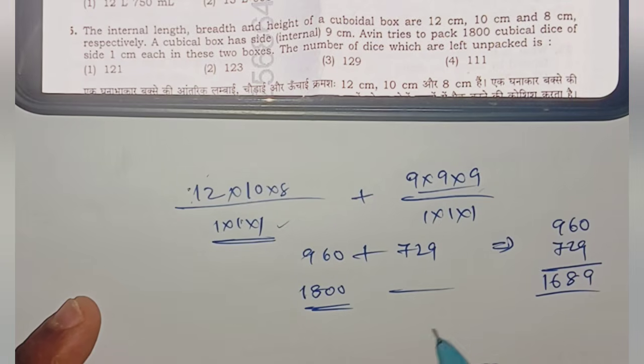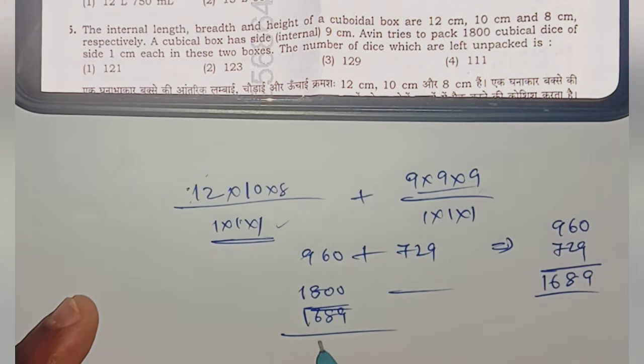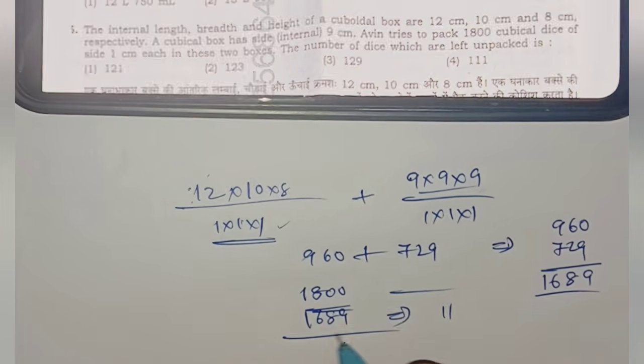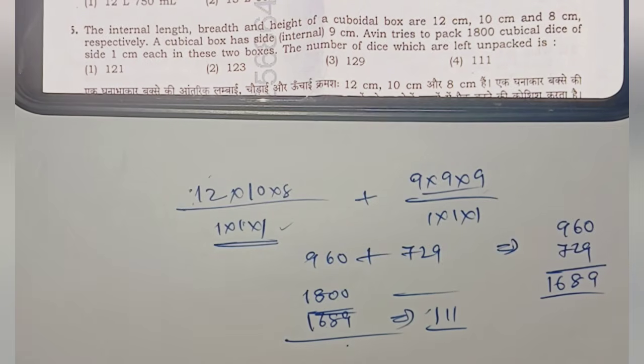So for the remaining, deduct this value 1689. So how much are we left with here? 1800 minus 1689 is 111. So the fourth one is the right answer.